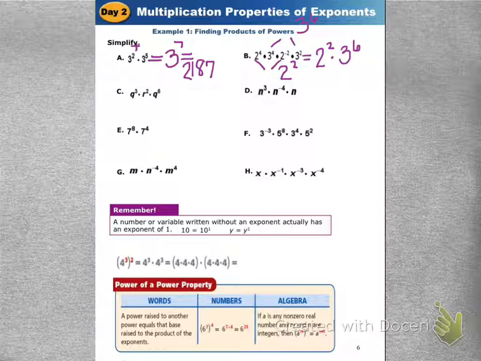And I'm going to check that real quick to see, that might be a large number. Actually, it wasn't so bad, just 2,916. So we'll go ahead and leave that as our final answer.